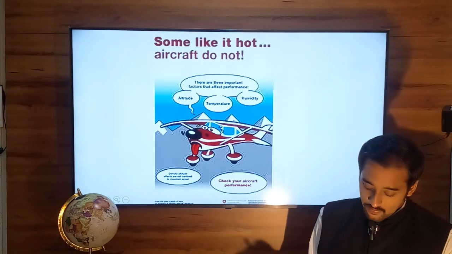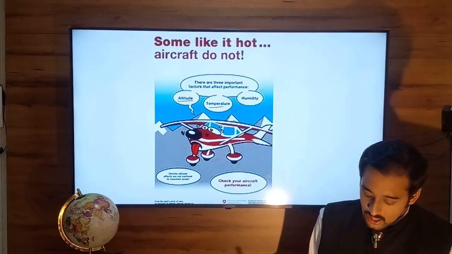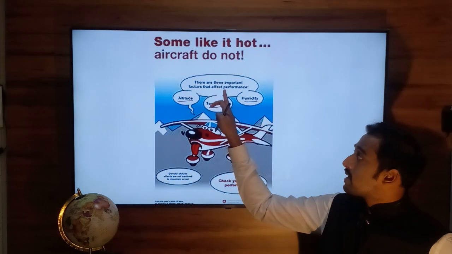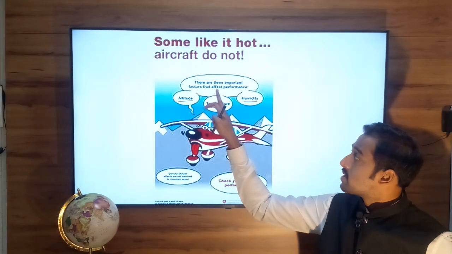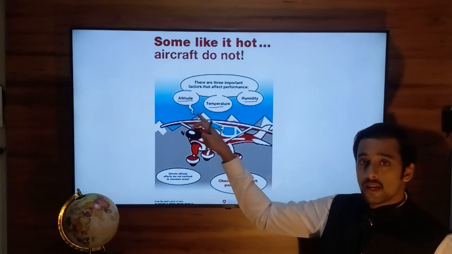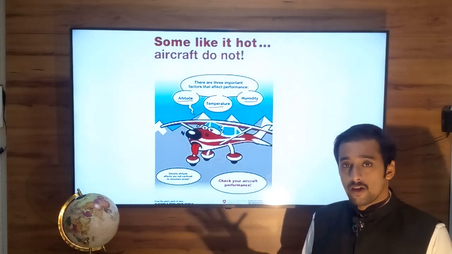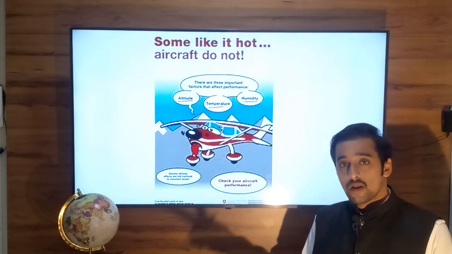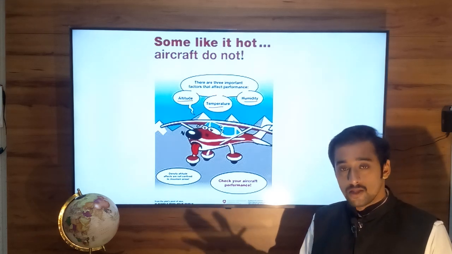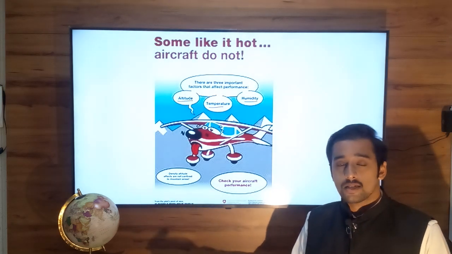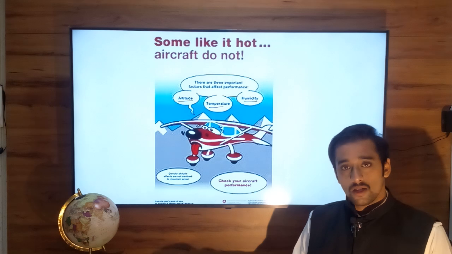Next, same altitude, temperature, humidity. These three factors are the controlling factors for your aircraft performance. These three can make or break your aircraft performance. Okay. So favorable combination of altitude, pressure, temperature, good for performance. Bad combination meaning hotter temperatures, lower pressures, and humid air. Not good.